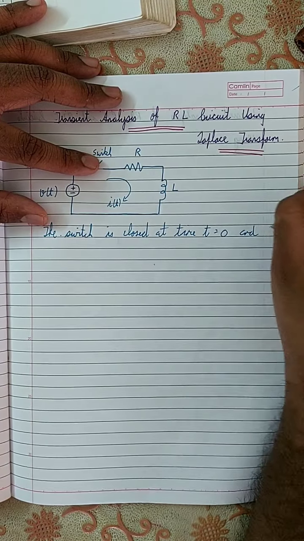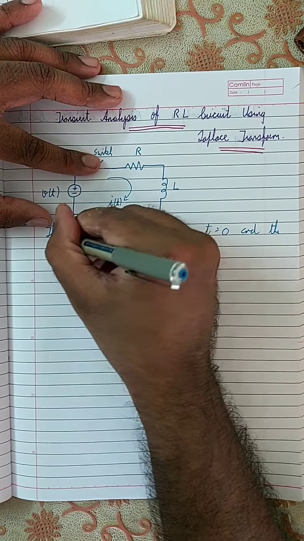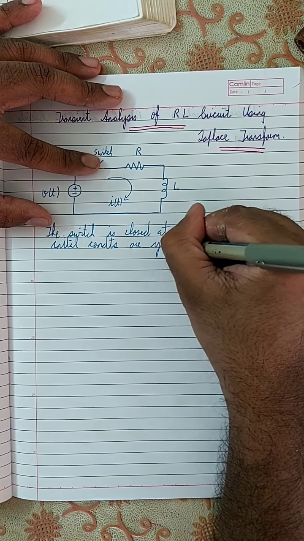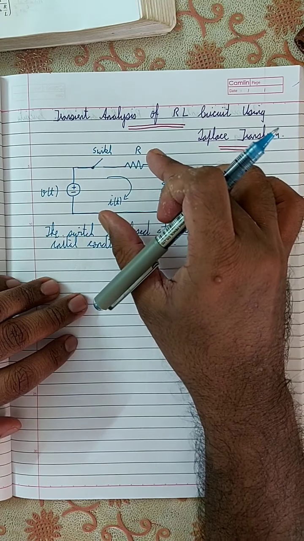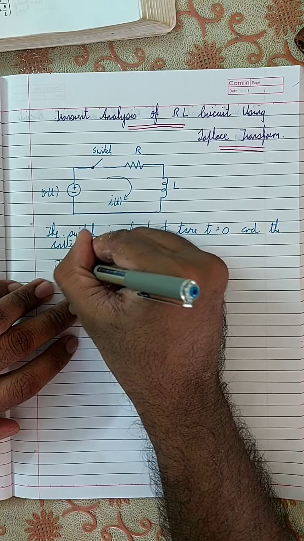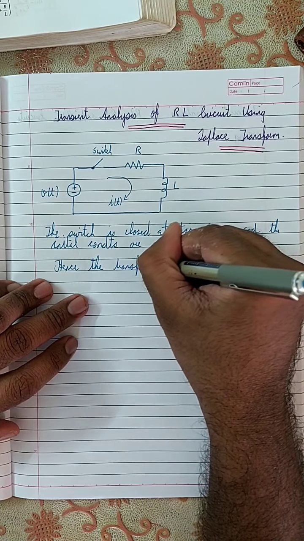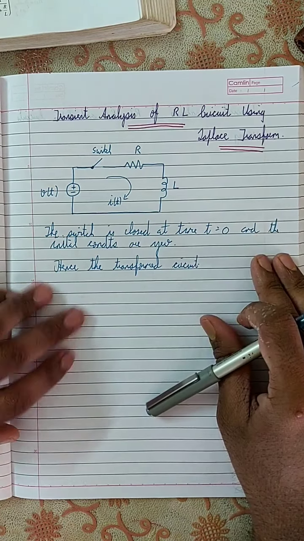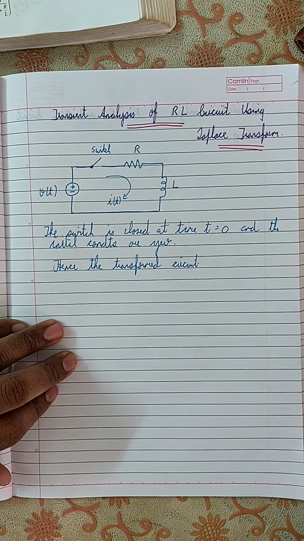And the initial conditions are 0. So in that case, when I apply the transformation of the circuit, what does the transformed circuit look like? Hence the transformed circuit looks like this. That is, the switch is closed. So the transformed circuit looks like this.